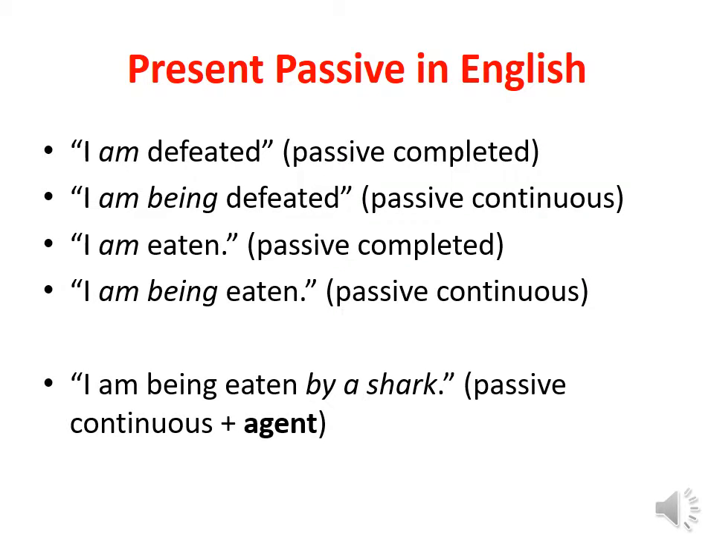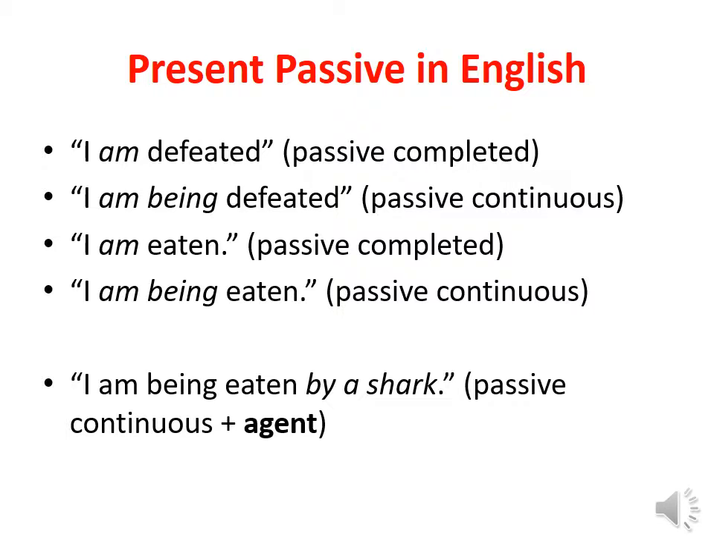Notice with those first 4 examples, who performed the action is not actually made explicit. Remember, the subject is receiving the action, not performing it. The one who performs the action of a passive verb is called the agent. Now, the agent can be made inexplicit or it can be made explicit, as in this final example. I am being eaten by a shark.